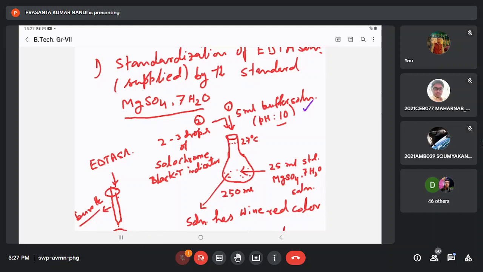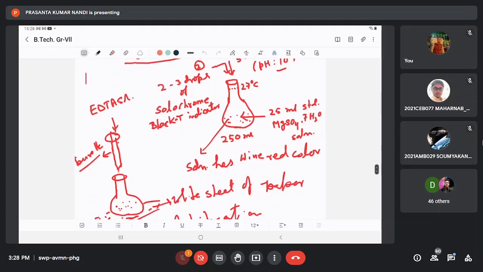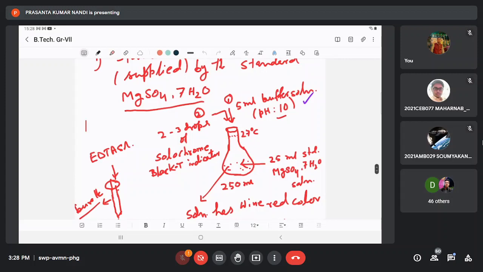Then, second point, you add 2 to 3 drops of solochrome black T indicator. As you know, in an acid-base titration you have to take a certain indicator to find the endpoint of the titration. So here, in this hardness estimation, you have to take this indicator, solochrome black-T indicator. You have to take 2 to 3 drops of this substance within the flask. Okay. Now, after adding this black T indicator, what is the color of the solution within the flask?